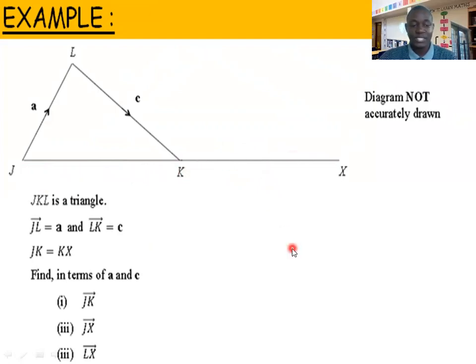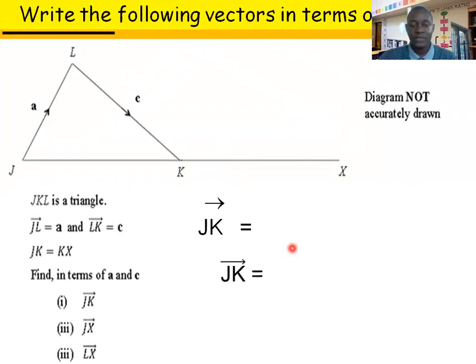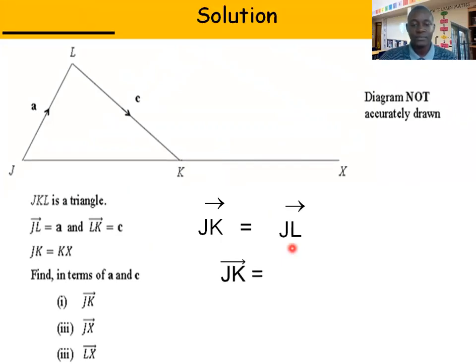So let's start with the first one that says to find the vector JK. The vector JK is going to be the vector JL plus the vector LK. J to K means moving from J first to L and then from L to K. Now let's start from J. J to L, that's JL, is given to us as A. You can see the arrow pointed at L. LK is also given as C. So our simple solution here becomes A plus C. Now let's move on to the next, which is JX.